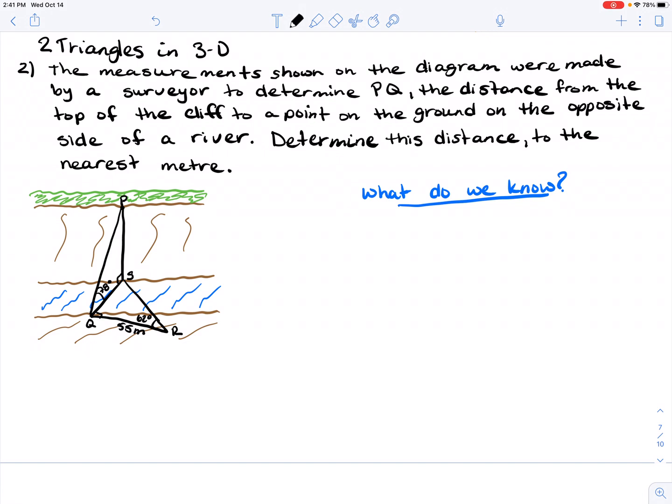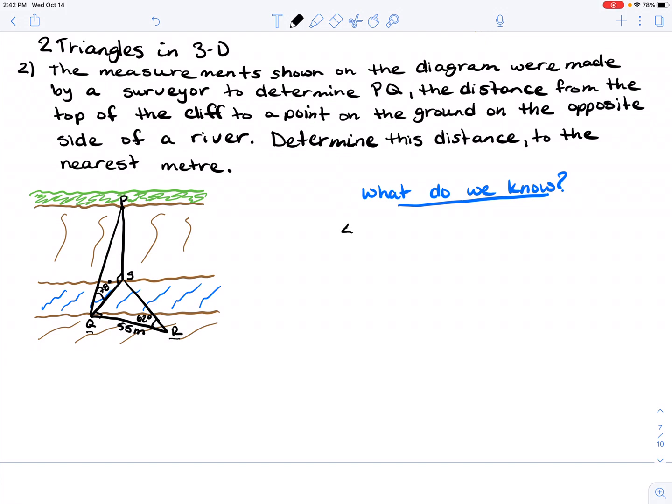So the surveyor found that the length between Q and R is 55 meters. The angle of elevation between QR and RS, so from one side of the riverbank to the other at the bottom of the cliff, is 62 degrees. He also found that from QS, the angle of elevation from Q to the top of the cliff is 78 degrees. So that's what we know.